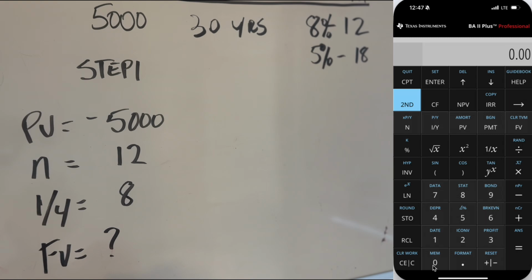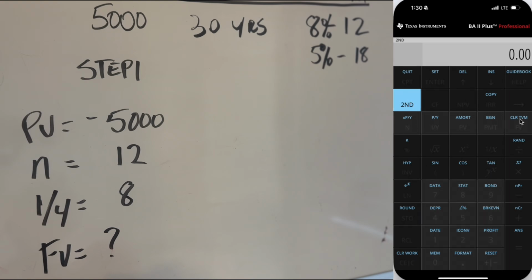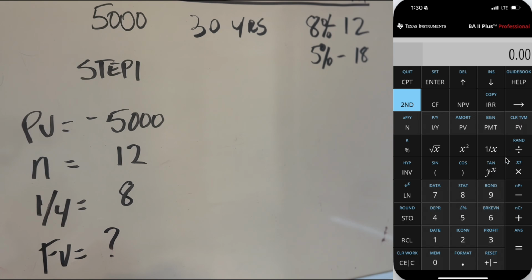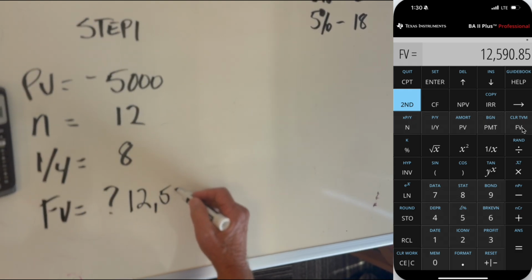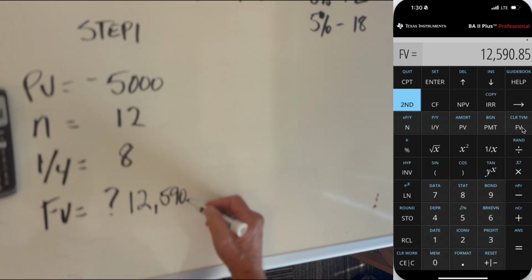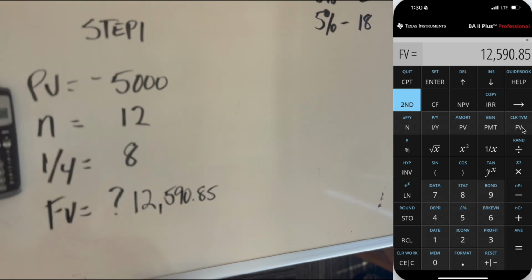First thing we do is hit second, clear time value of money, and let's put our data in. 5,000 is what we have to invest. Change the sign. Put that in the present value register. This piece is going to be invested for 12 years. Put that in the N register. And we know we're going to earn 8%. Put that in the IY register. Hit the compute button for what you want to calculate, which is the future value. So the future value of this is $12,590.85. That's step one.